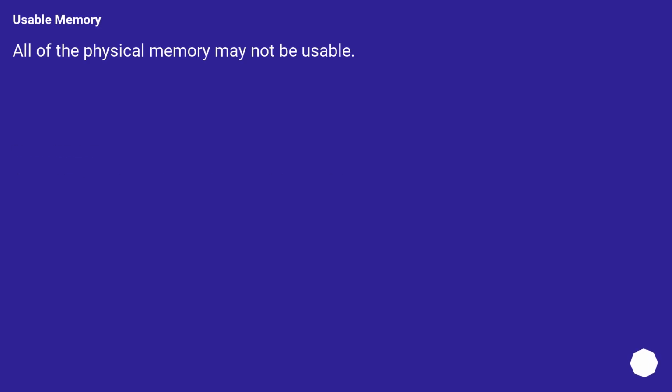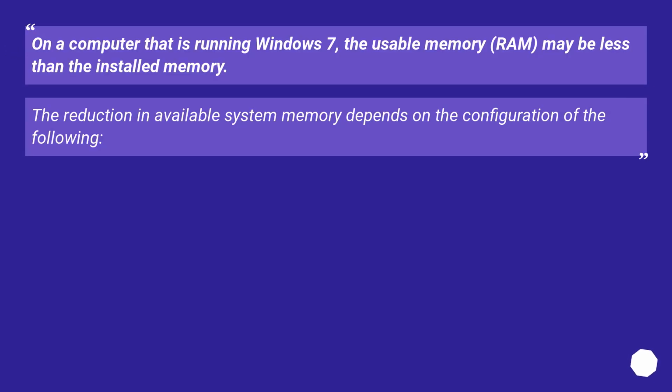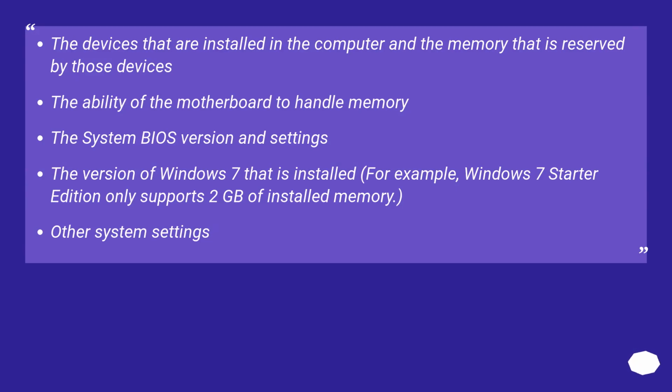Usable memory. All of the physical memory may not be usable. On a computer that is running Windows 7, the usable memory, RAM, may be less than the installed memory. The reduction in available system memory depends on the configuration of the following. The devices that are installed in the computer and the memory that is reserved by those devices.